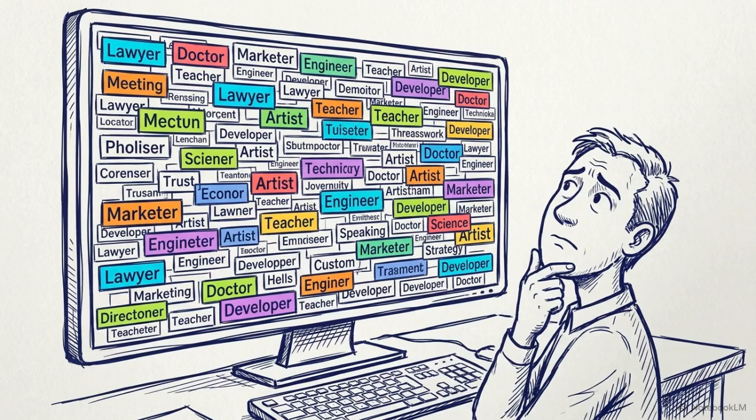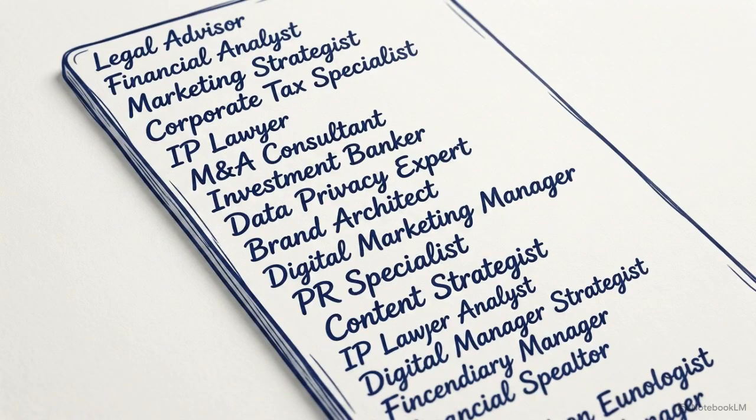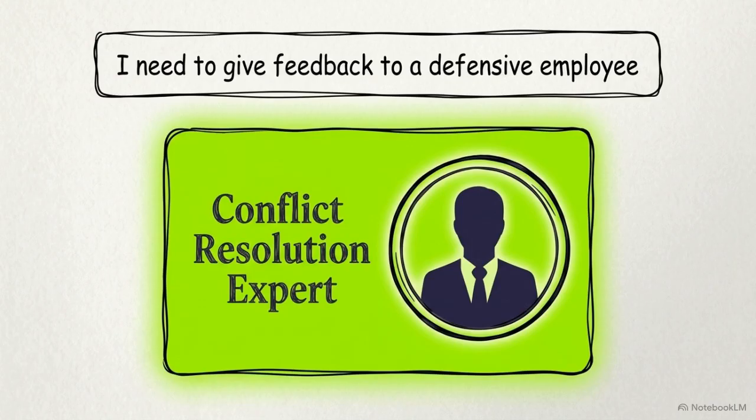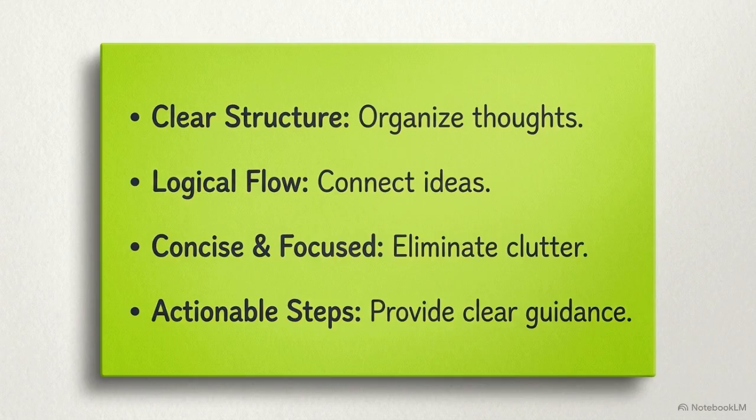One common hurdle is choosing the right role. With dozens of options in the drop-down menu, it can be difficult to know which persona will provide the most accurate help. The Help Me Choose feature solves this by letting you describe your goal in plain English. For example, if you mention a difficult workplace conversation, the app recommends a conflict resolution expert and explains why that persona is the most effective for the task.